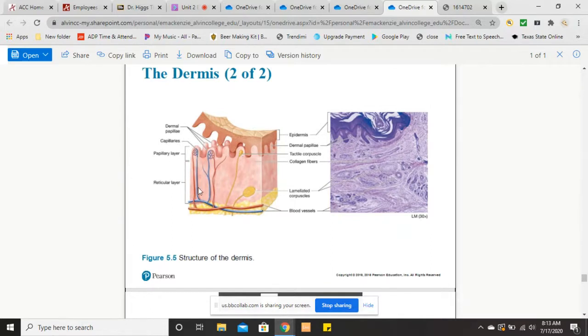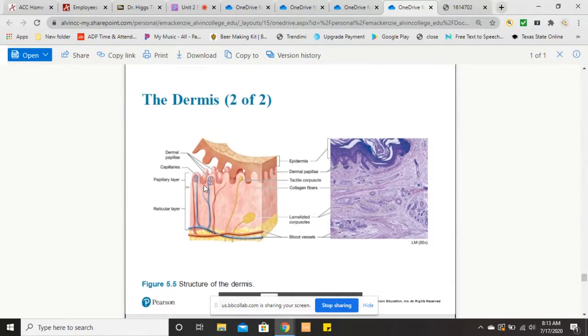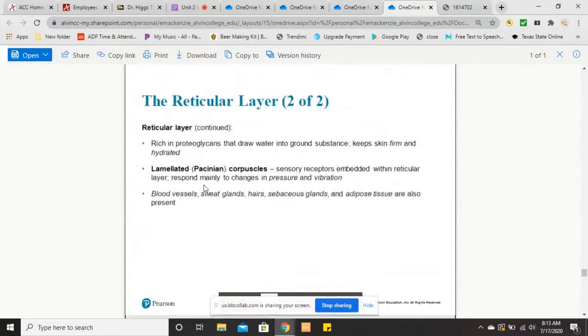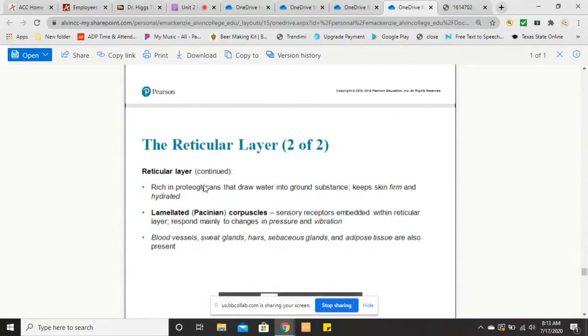The rest of the dermis, most of the dermis, deeper is the reticular layer. And it's in the reticular layer where you're going to begin to find your accessory structures. Hair begins there and your glands begin in the reticular layer of the dermis. As well as other things. Your reticular layer also has receptors. We call them Pacinian or lamellated corpuscles. They help you to feel pressure and vibration. So when your phone vibrates in your pocket, you're possibly able to feel it thanks to lamellated corpuscles.